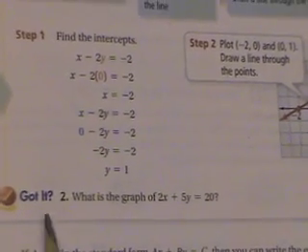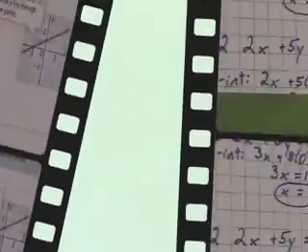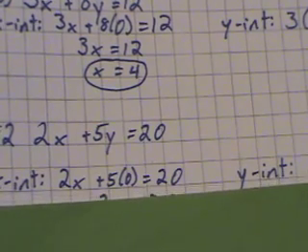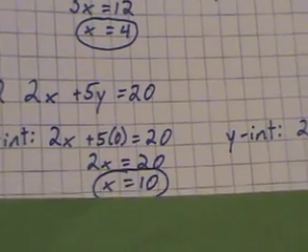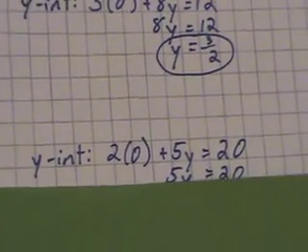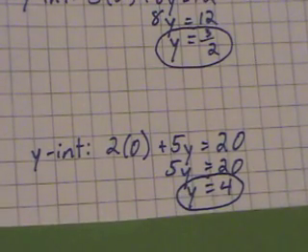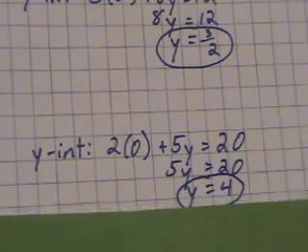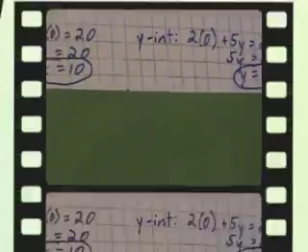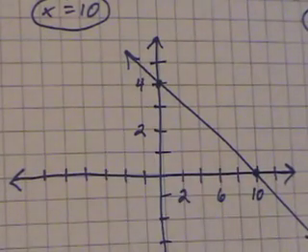Got it, number 2. You get to try it for yourself. All right, you know this by now. Put 0 in for y, get your x-intercept. Put 0 in for x, get your y-intercept. And your graph should look something like this.